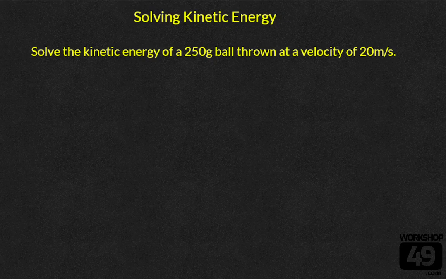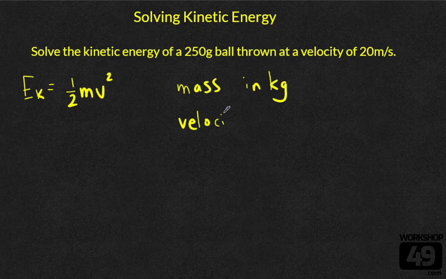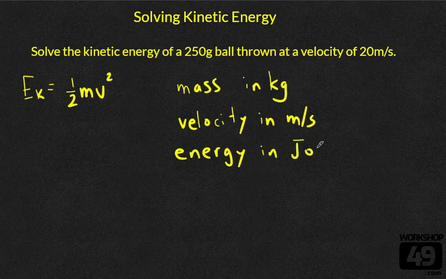In our example here, we've been asked to solve the kinetic energy of a 250-gram ball thrown at a velocity of 20 meters per second. Let's get our equation up here. The equation for kinetic energy is EK equals 1/2 mv squared. Our mass, that's the m, has to be in kilograms, and v, which is our velocity, has to be in meters per second, and as always, our energy is measured in joules.